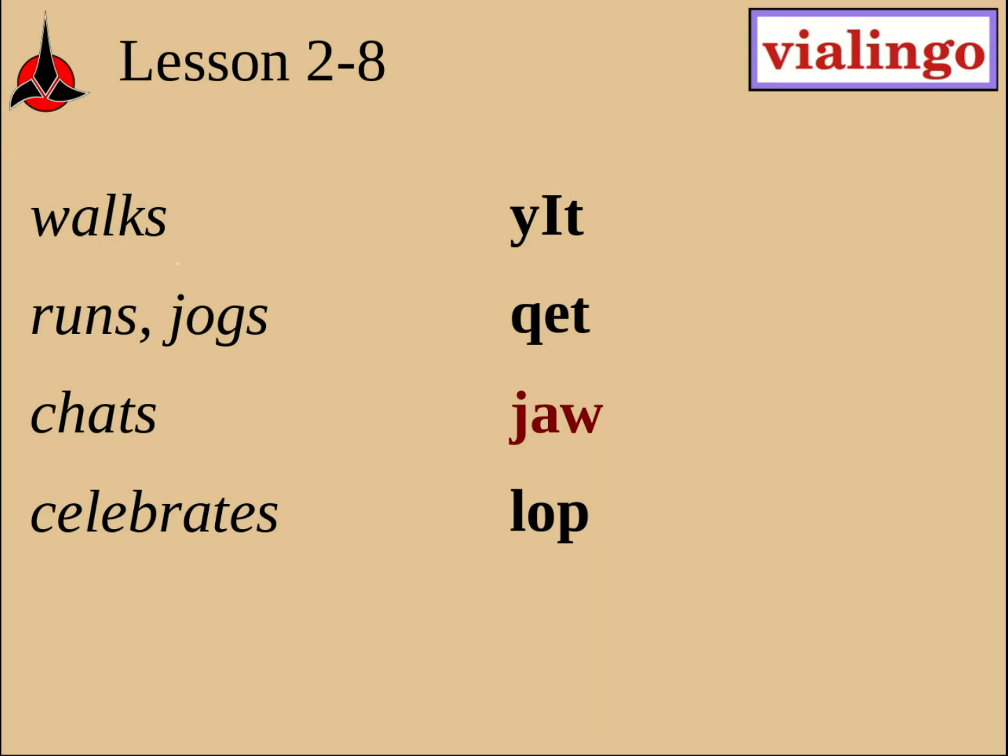Chats is jow. Imagine two jousting knights who stop halfway through a contest to have a nice chat. Celebrates is lop. Imagine a young couple who elope to Las Vegas to celebrate their 18th birthdays.